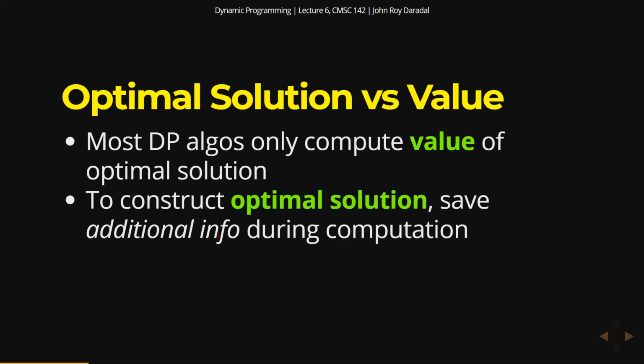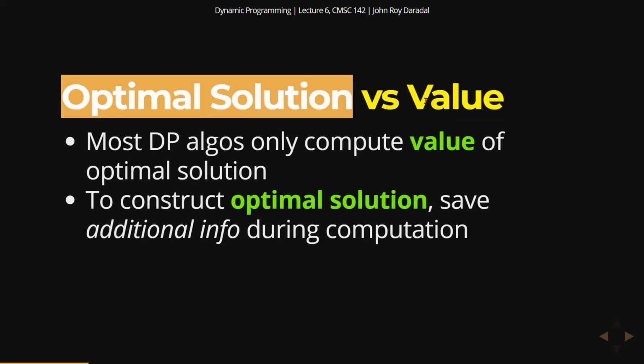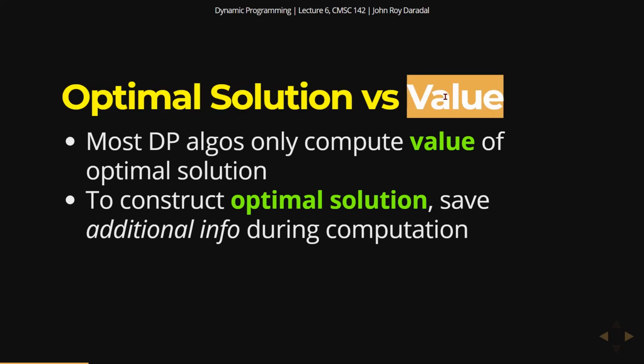If we actually want to find the optimal solution, like the actual subsequence or the actual alignment of the edit distance, we will need to save additional information during computation so that we can recreate the optimal solution. So there's a difference between the optimal solution and the value, because the solution is the one that we are trying to find, whereas the optimal value is just the metric or the length. If it's min, it's the smallest value. If it's max, it's the biggest value. But it's not the actual solution itself.